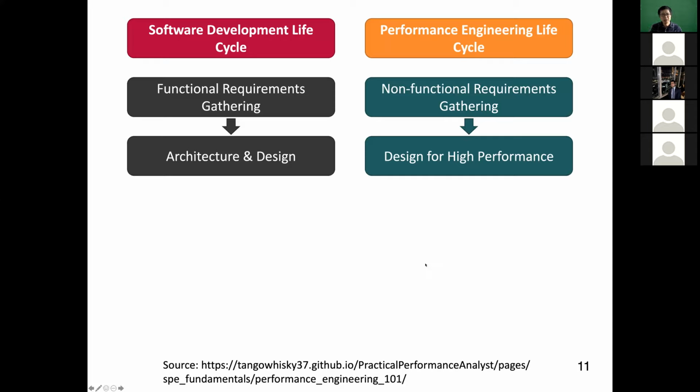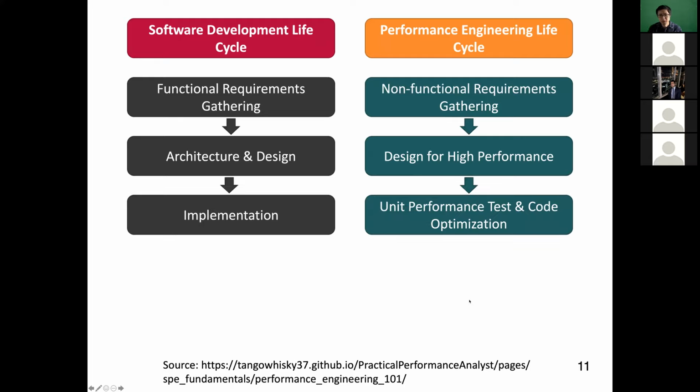The third step is implementation. You want to transfer your architecture and design into source code. That's implementation. In this stage, what are the things related to performance engineering? We need to run unit tests. Actually, we need to run unit performance tests. We need to test the performance of each individual unit of the source code. Based on this test result, we want to optimize our code to have better performance.